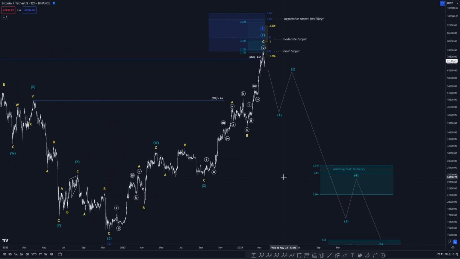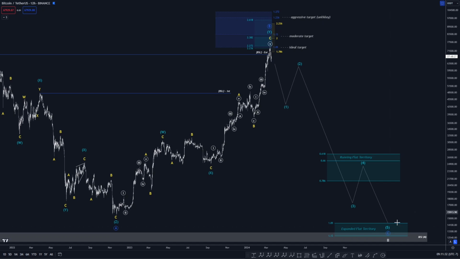Now, internally, I will say that this is a nice looking three-way move, a nice A, B, C. We've hit minimum expectations here for that C leg, which is basically a 1-to-1. So if you measure the A leg here and look at the termination of the B leg, you can see right here we've hit the 1-to-1. We did expand beyond it, but we at least hit the 1-to-1, the minimum expectations here.